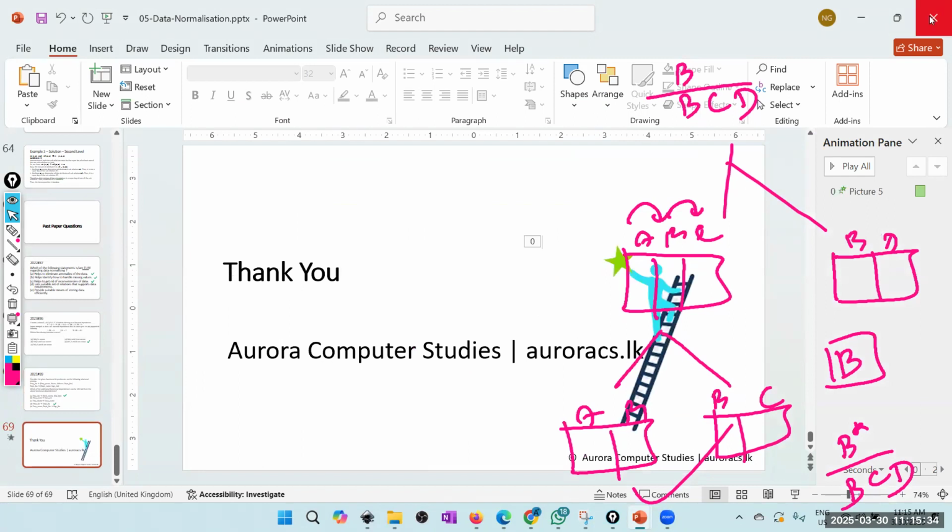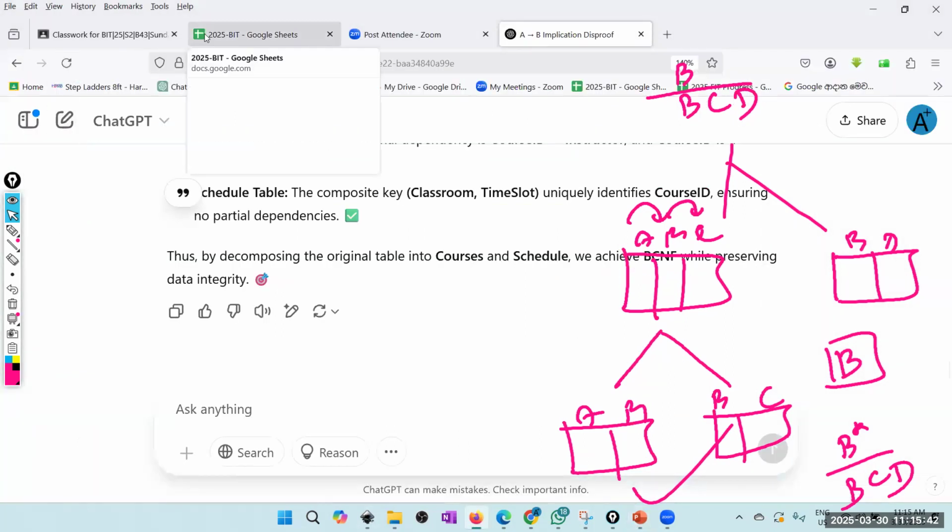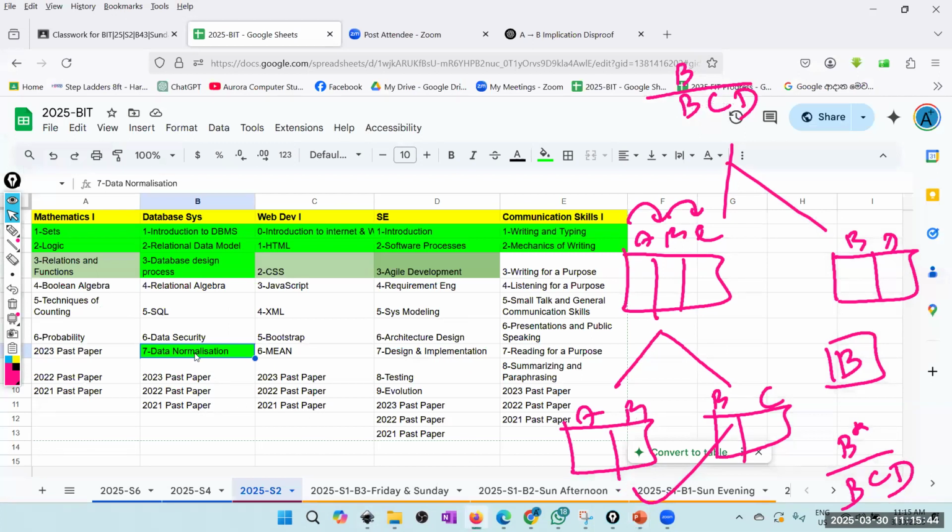Right, so that's it. That's it. Right, so we are done with normalization.